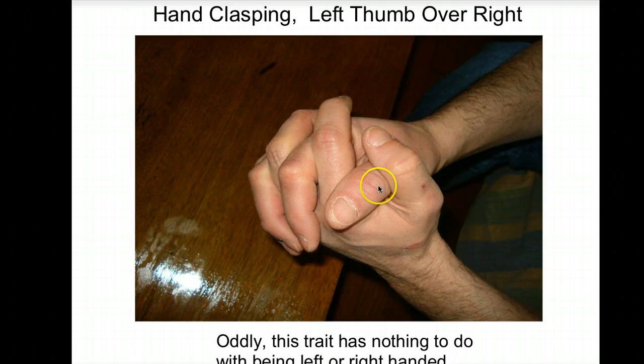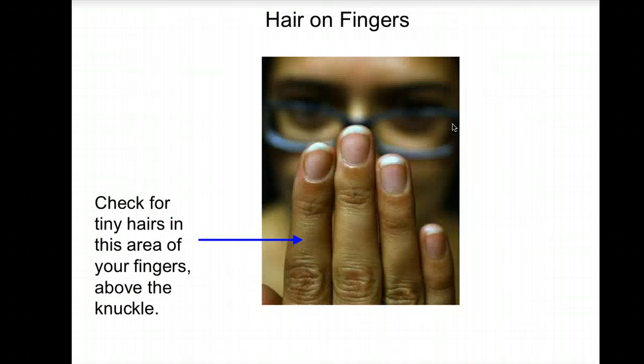Clasping your hand, which has nothing to do with being left-handed or right-handed. But if you clasp your hands, which one feels more comfortable? Does it feel more comfortable to have your left thumb over your right thumb, or your right thumb over your left thumb? You'll see it has nothing to do with being left-handed or right-handed. It's just which one's more comfortable, and this is a genetic trait that's passed on from parent to offspring.